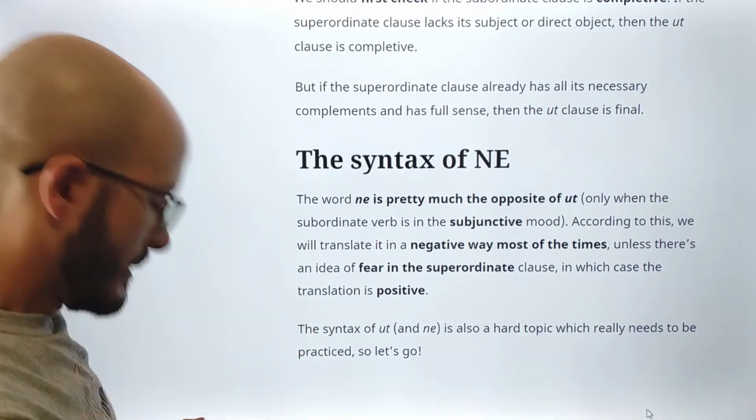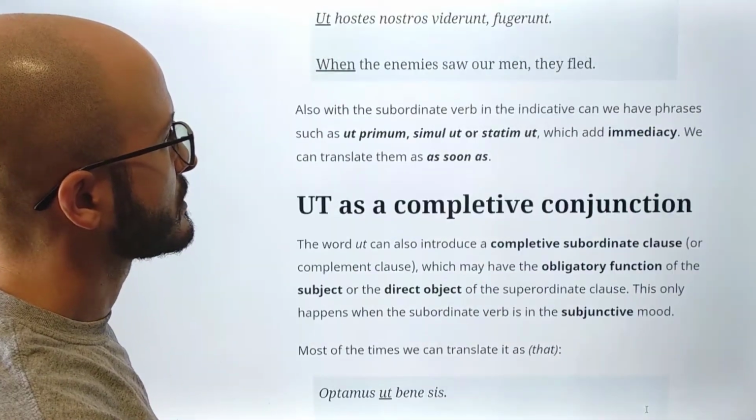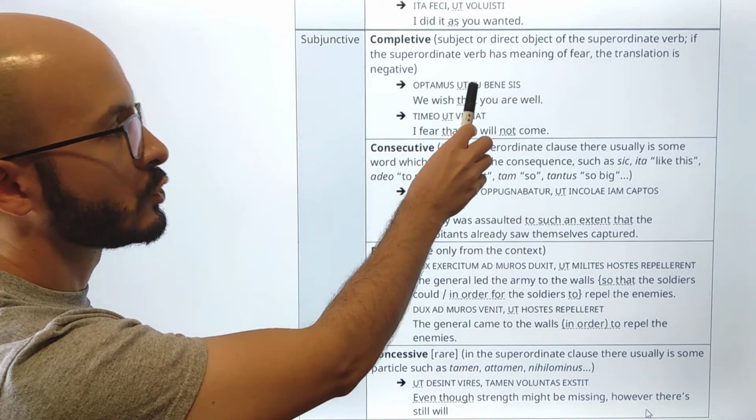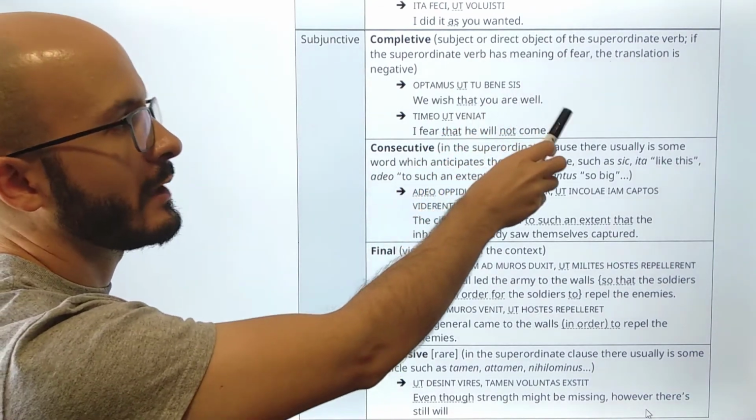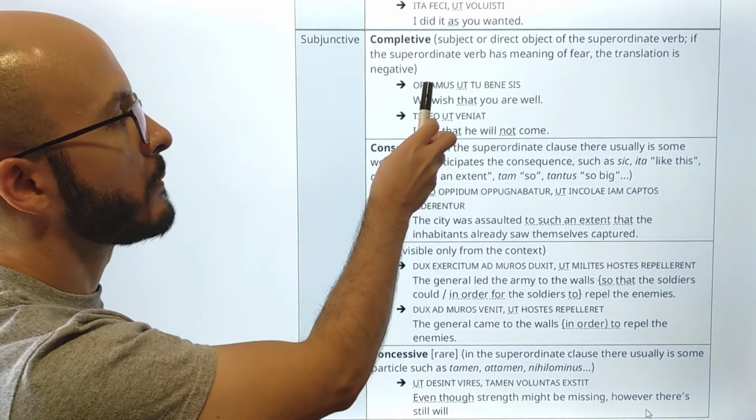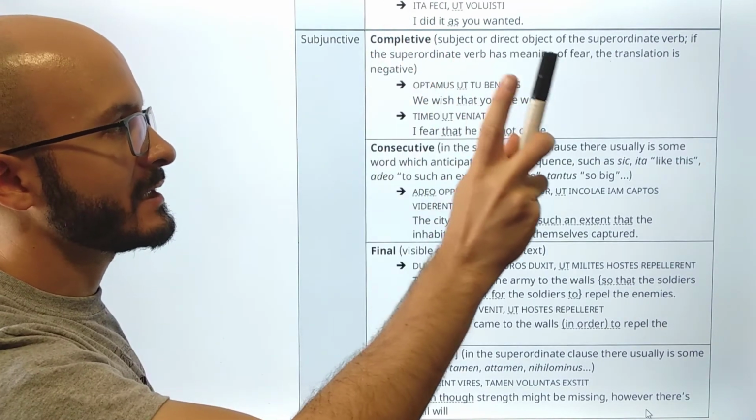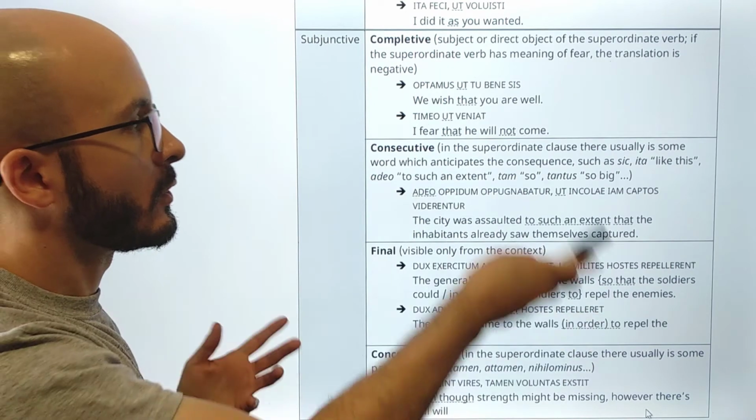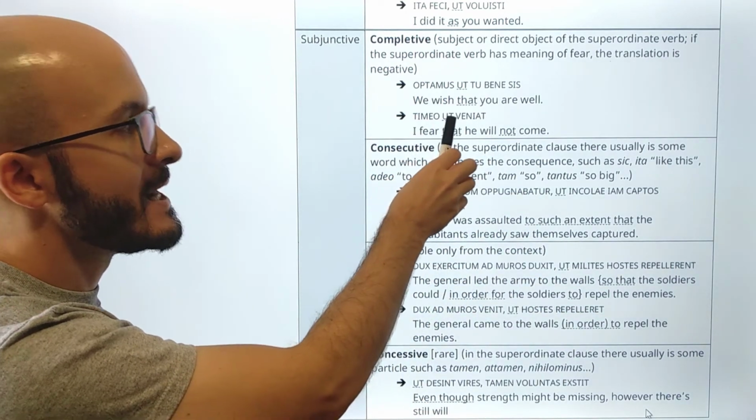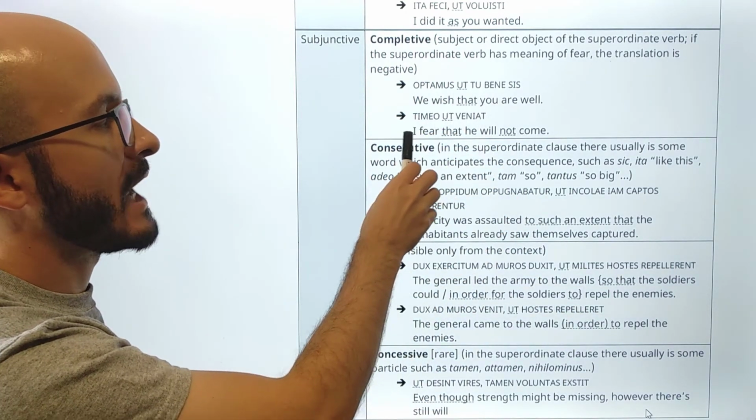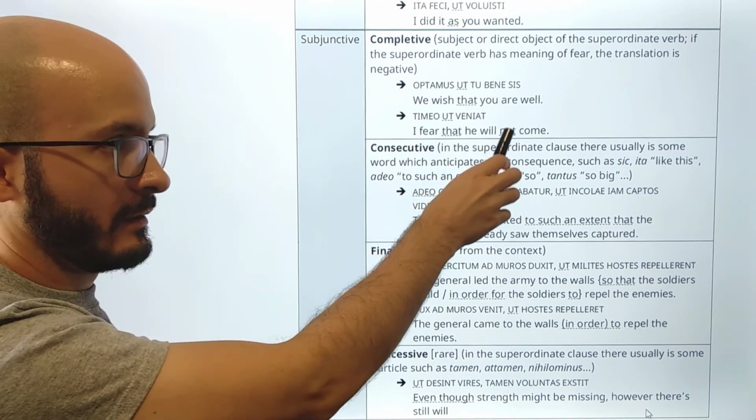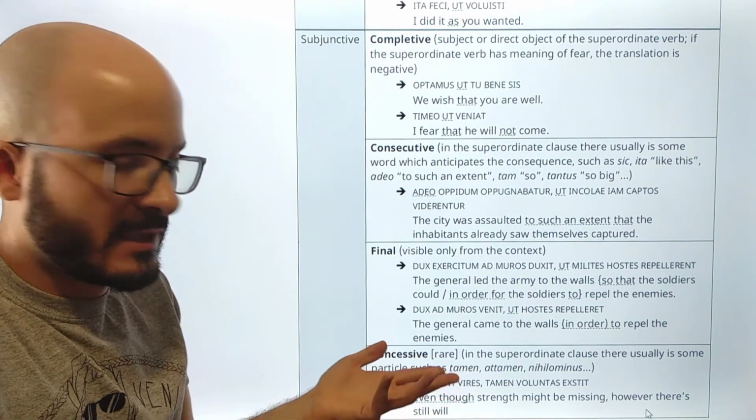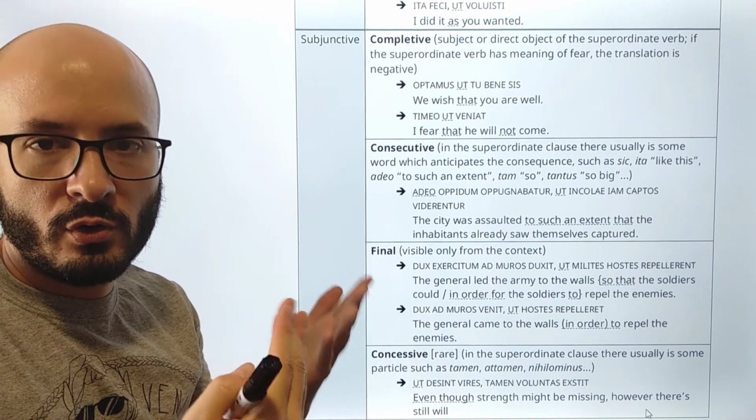Okay? So let's give some examples. For example, if I say optamus ut tu bene sis, we wish that you are well. Imagine that we say optamus ne tu bene sis, then we wish that you are not well. Or if we say timeo ne veniat, I fear that he will come. So it's just that. Ne is the opposite of ut.